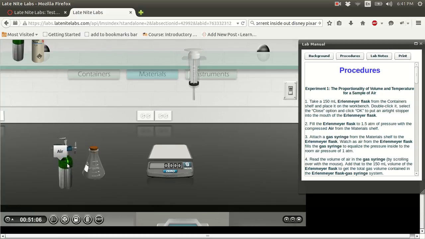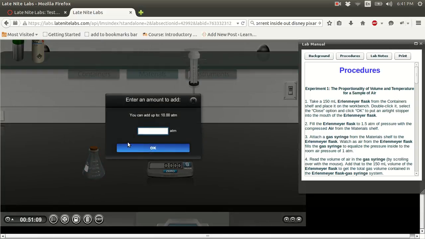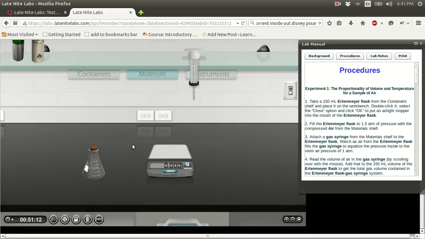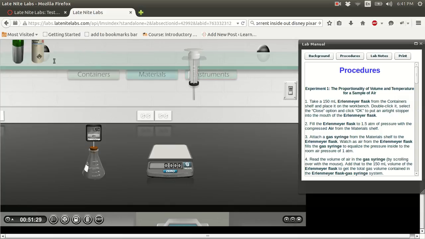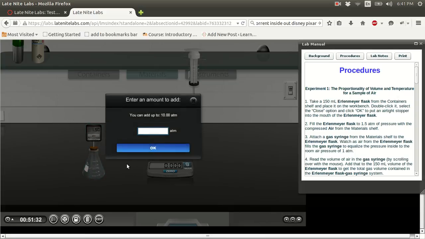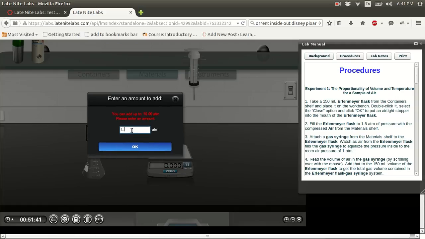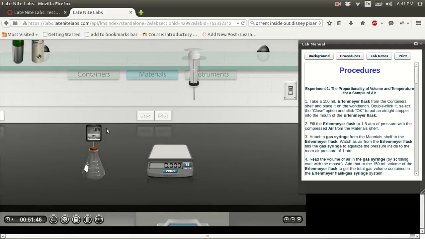I'll add the air. Now, if I add 1.5 atmospheres of air in here, how do I know that that's what happened? This isn't in the procedures, but I think it's a good idea to just check. Ah, yes, 1.5 atmospheres. However, of course, I'm not going to add 1.5 atmospheres. You're going to add 1.5 atmospheres. I'm going to add some other amount. I'm going to add 1.66 atmospheres. Maybe 1.67. Whoops, too much. 1.67 atmospheres. Okay, 1.63. How about that? All right. 1.63 atmospheres.